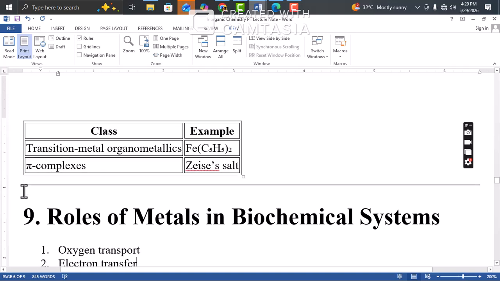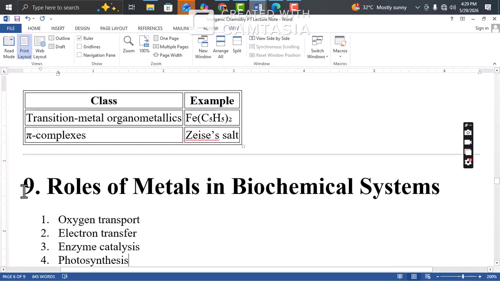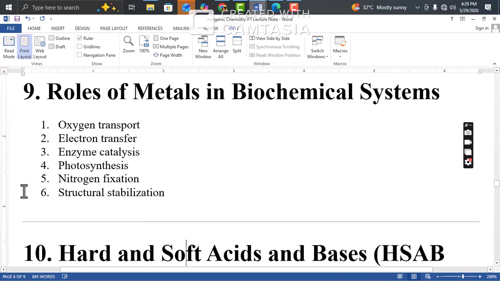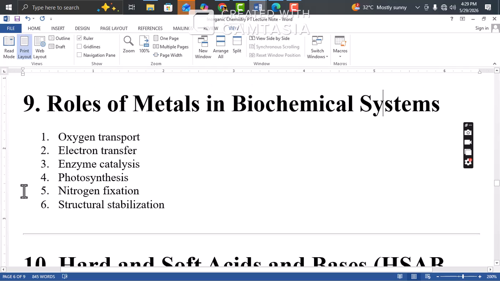Now to the roles of metals in biochemical systems. Metals perform so many functions, and that is why sometimes we take supplements, right? You can take supplements like zinc. Babies sometimes are given zinc. Even men take zinc. The men can find out why they take zinc.